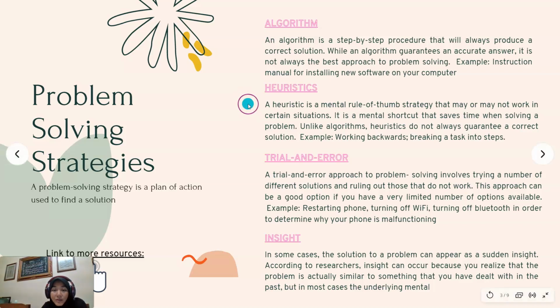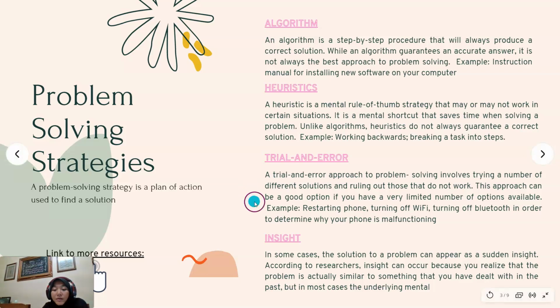Okay, that is the heuristic way. But in the algorithm, you will solve the problem from A to Z in very structured steps. Okay, strategy number 3 is trial and error. The trial and error approach is you try a number of different solutions. This takes time, because you need to try until you find the best solution.